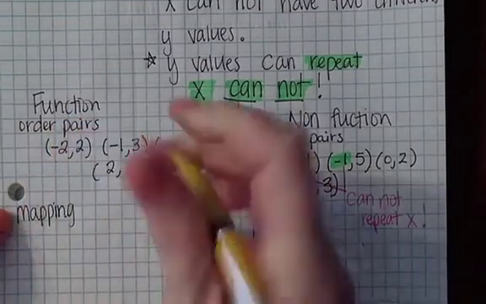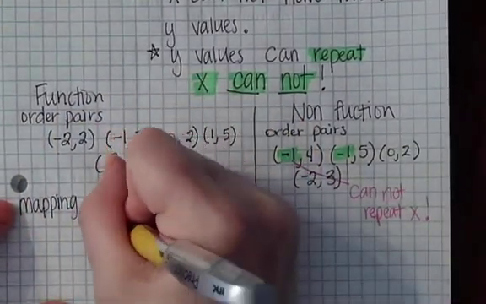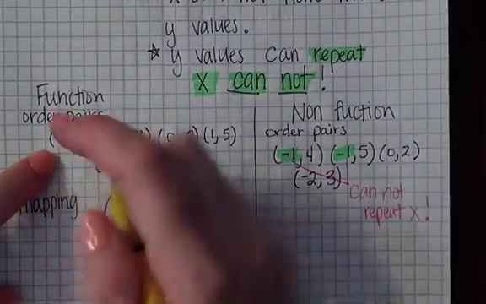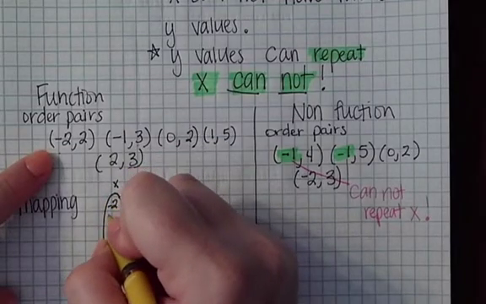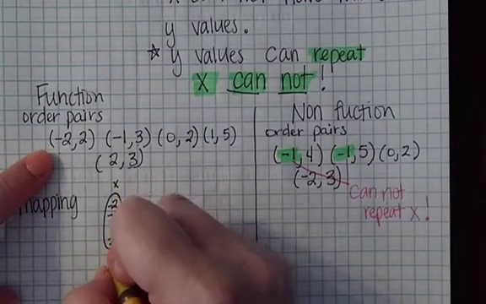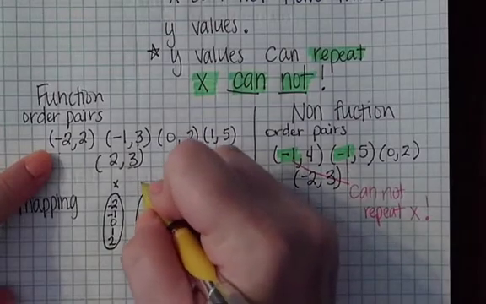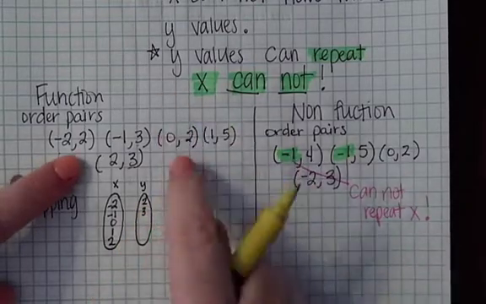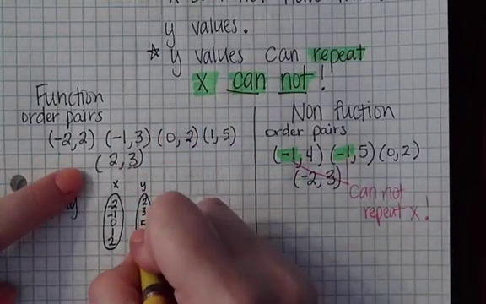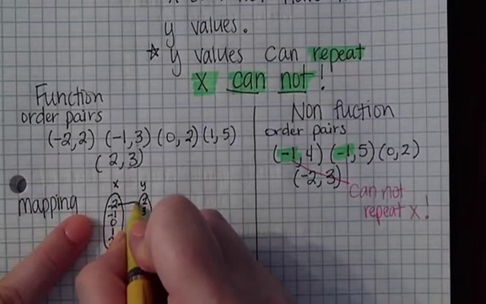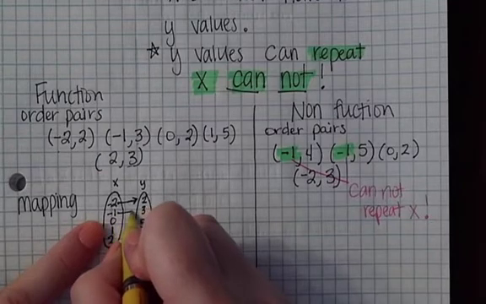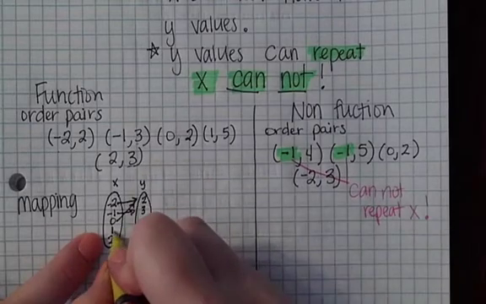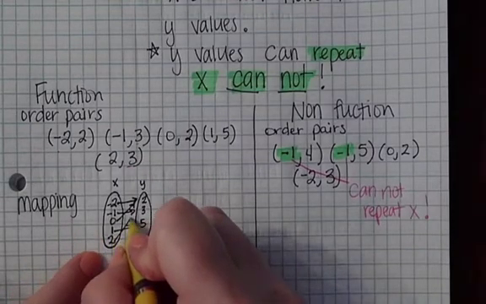And I'm going to use the same values each time just so that we're not getting new stuff every time. So notice I'm going to put my x values in this part of the map. So -2, -1, 0, 1, 2. And I'm going to put my y values. So 2, 3, 2, you don't write the repeated one in a map, and then 5. So -2 goes to 2, -1 goes to 3, 0 goes to 2, so I'm going to draw that arrow up there. 1 goes to 5, 2 goes to 3.